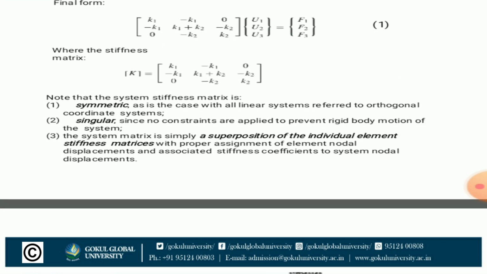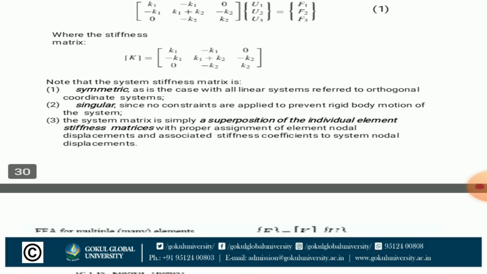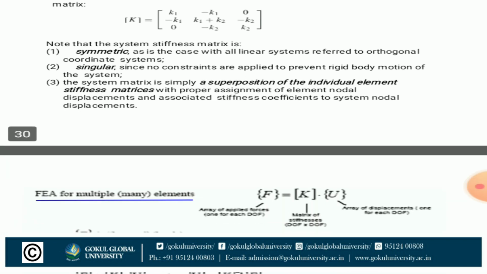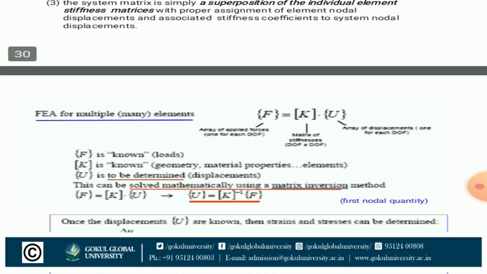Symmetric is the case with all linear systems referred to an orthogonal coordinate system, and singular is because no constraints are applied to prevent rigid body motion of the system. The system matrix is obtained by simple superposition of the individual element stiffness matrices, with proper assignment of element nodal displacement and associated stiffness coefficients to system nodal displacement.